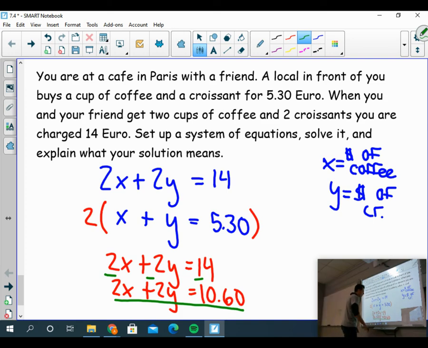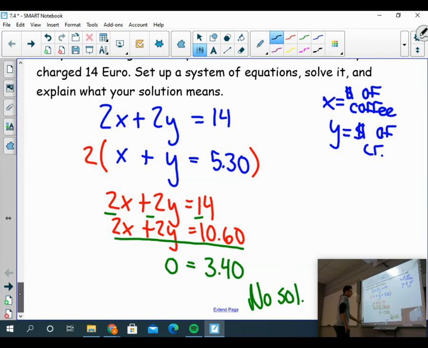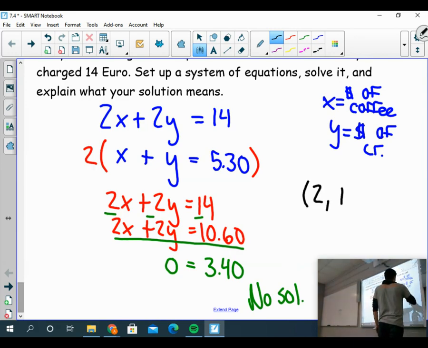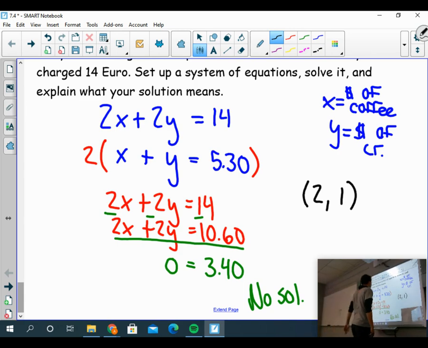Well, if we imagine a world where maybe we did get a solution, I think it's helpful to think about it like this. Let's say we got the solution (2, 1). What would that mean? Well, if we got x equals 2, and we plugged it back in and got y equals 1, that would tell us that, okay, the cost of the cup of coffee is $2, and the croissant is $1. And by that pricing, both equations would be true. It would make sense that that was the cost for the local and for us. Made both of our situations true.